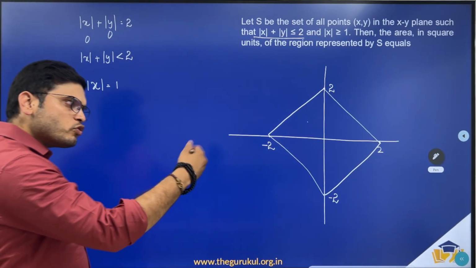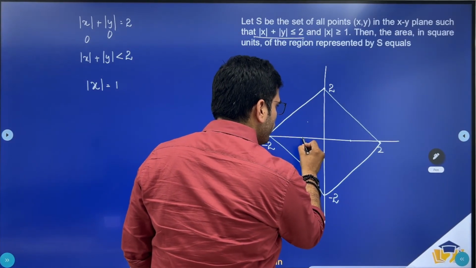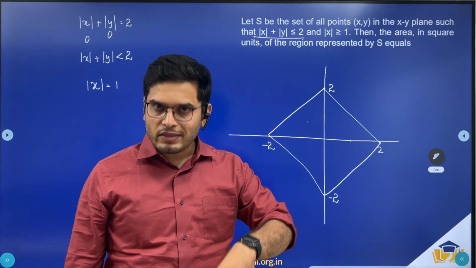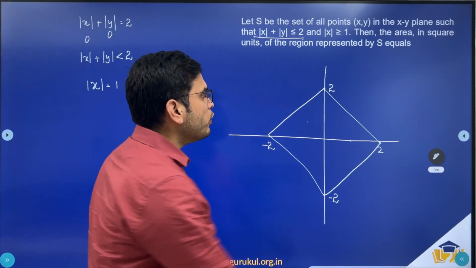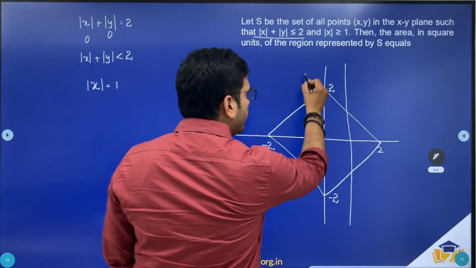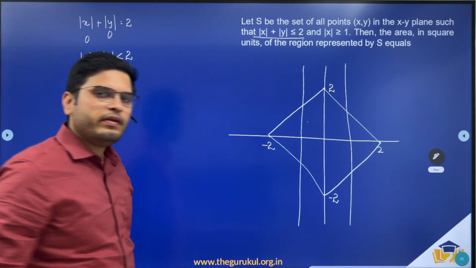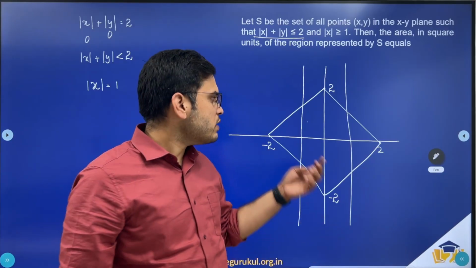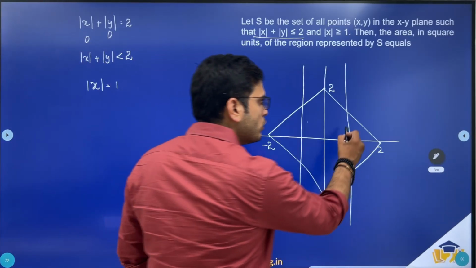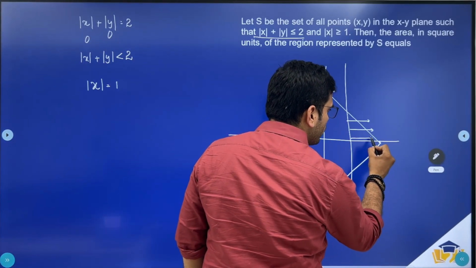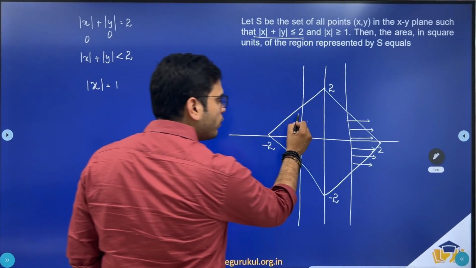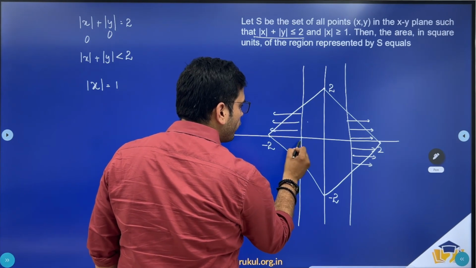So x could be either 1 or minus 1, right? So x is equal to 1 is what? Equation of a line passing through (1, 0), parallel to the y axis. Now again x is equal to minus 1 is again a line parallel to the y axis passing through minus 1, right? Now mod x should be greater than or equal to 1, so it should be to the right hand side, all the values to the right hand side of this, right? And here all the values should be to the left hand side of this line.